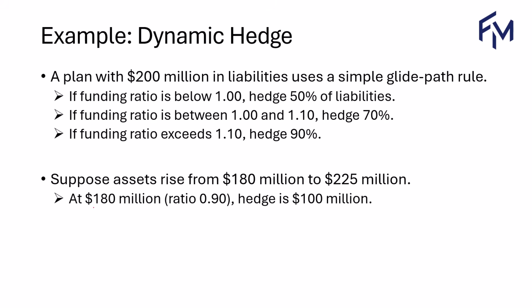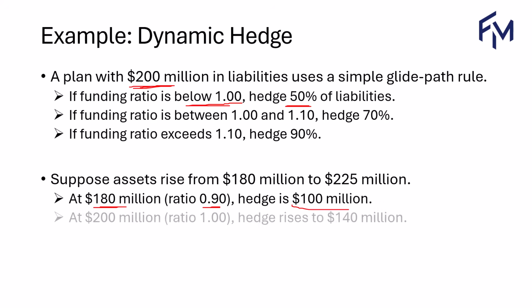At $180 million in assets, if you take 180 divided by liabilities 200, the funding ratio is 0.9. So since 0.9 is below 1, we hedge 50% of the liabilities. So that would be $100 million. Now at $200 million of assets, if you take 200 assets divided by 200 liabilities, the funding ratio is 1, which falls in the range of 1 to 1.1. So we hedge 70% of 200 million, which is 140 million.